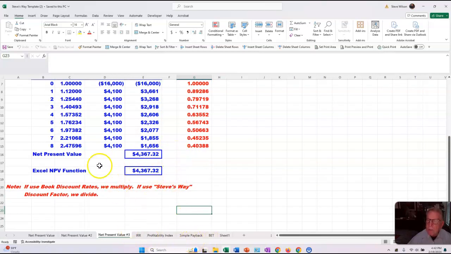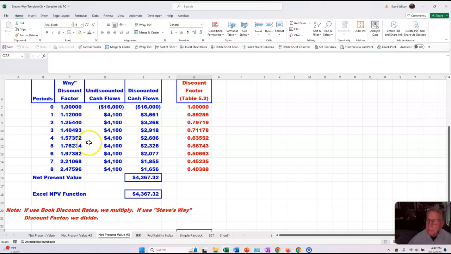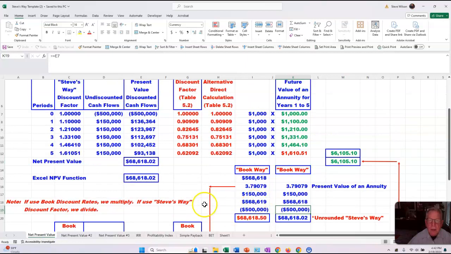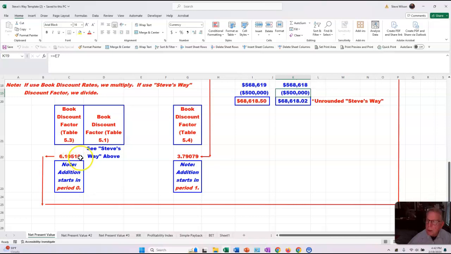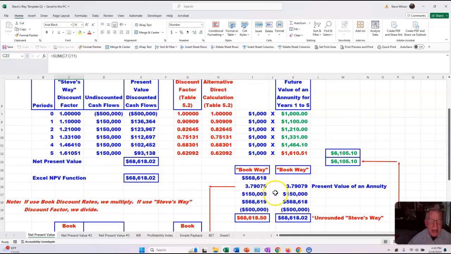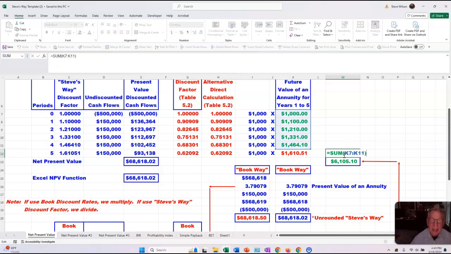Now, if I'm going to do this the book way, we're going to take all of this, these factors here, and add them all together, right? And we're going to say, hey, that's good. Let's come back to this net present value. I'm going to take all these 6.10510, and I get that by adding all this together here.